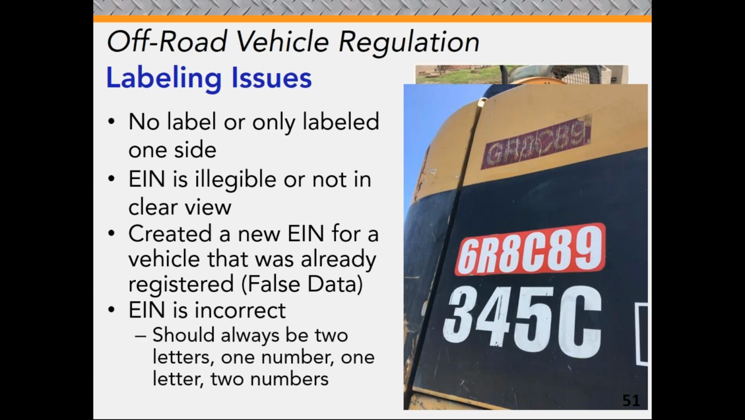So EINs are always going to follow the same pattern as well, which is 2 letters, 1 number, 1 letter, 2 numbers. If you ever see a piece of equipment that you own that deviates from that, you probably want to look into it because it probably just was misgenerated.